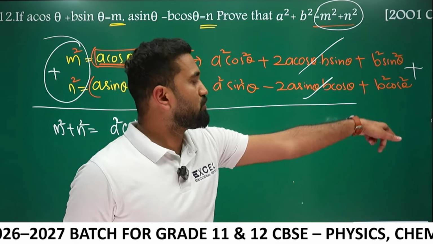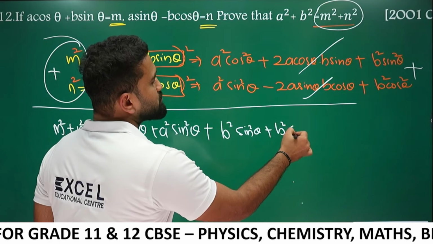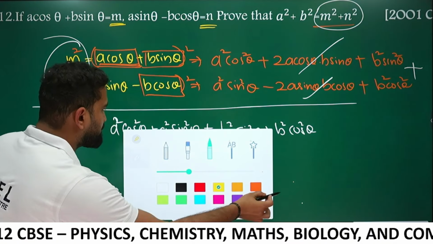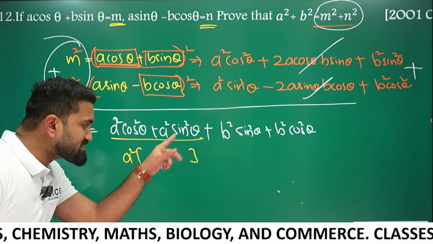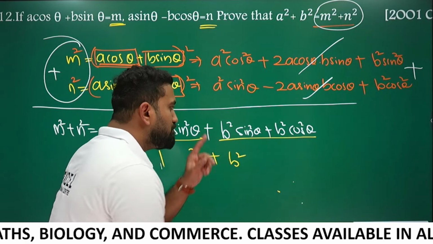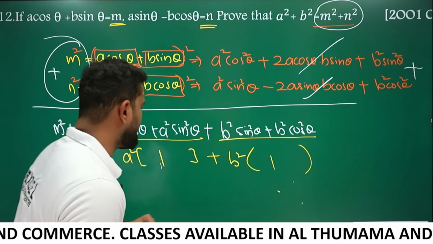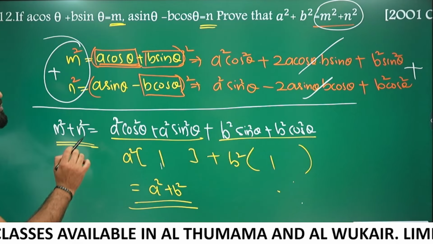Next one, these two terms. What are they? b square sin square theta, b square cos square theta. Now who is common? a square is common. The remaining term is cos square plus sin square. What is that? 1. Now who is common here? b square is common. You will be getting sin square plus cos square, which is equal to 1. Therefore the answer is a square plus b square, which is the thing which you have to prove.